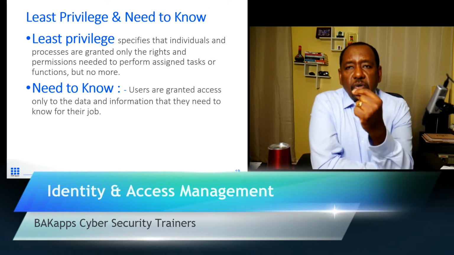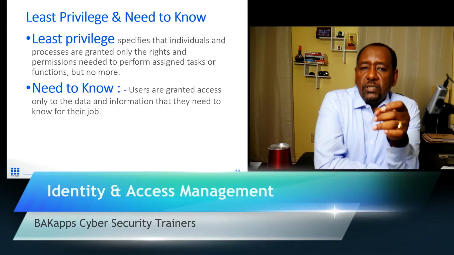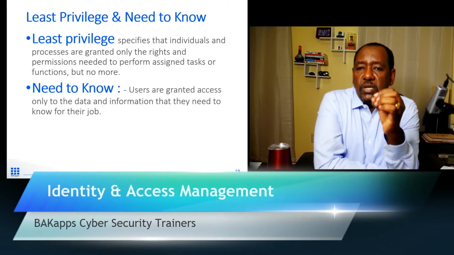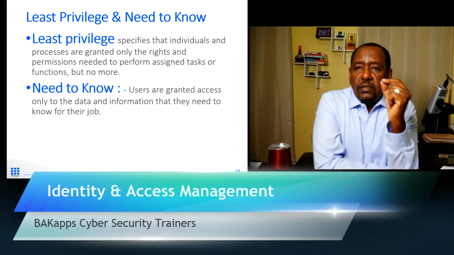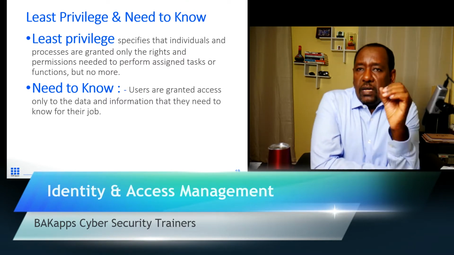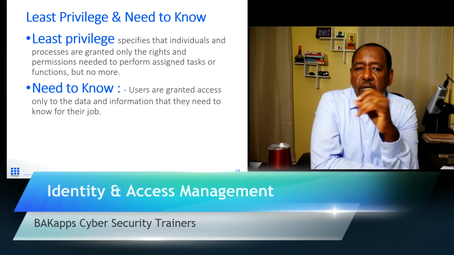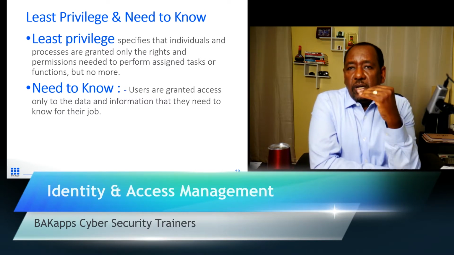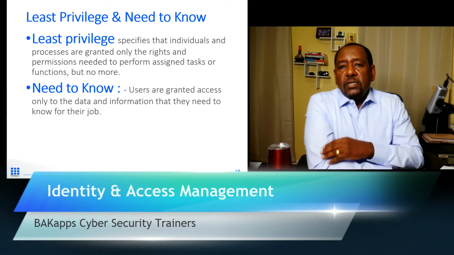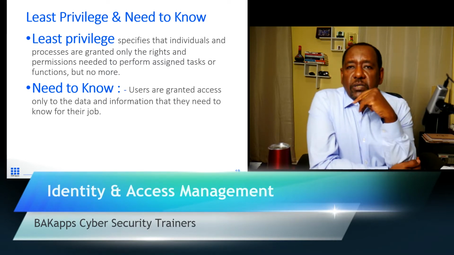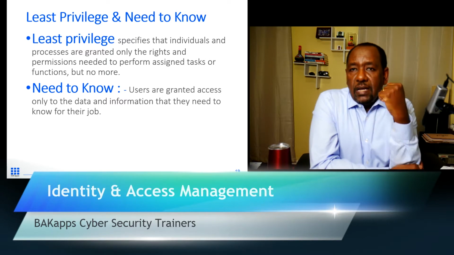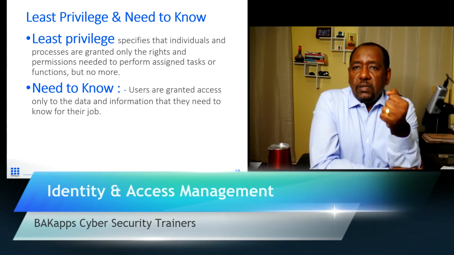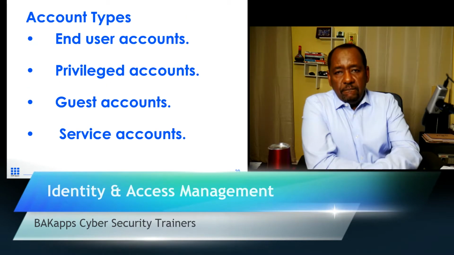And then there is another concept called need to know. Users are granted access only to the data and information that they need to know for their job. Notice that need to know is focused on data and information, which is typically protected with permissions. In contrast, the principle of least privilege includes both rights and permissions. So basically, unless someone has a need to know, he shouldn't be given permission to access that resource.